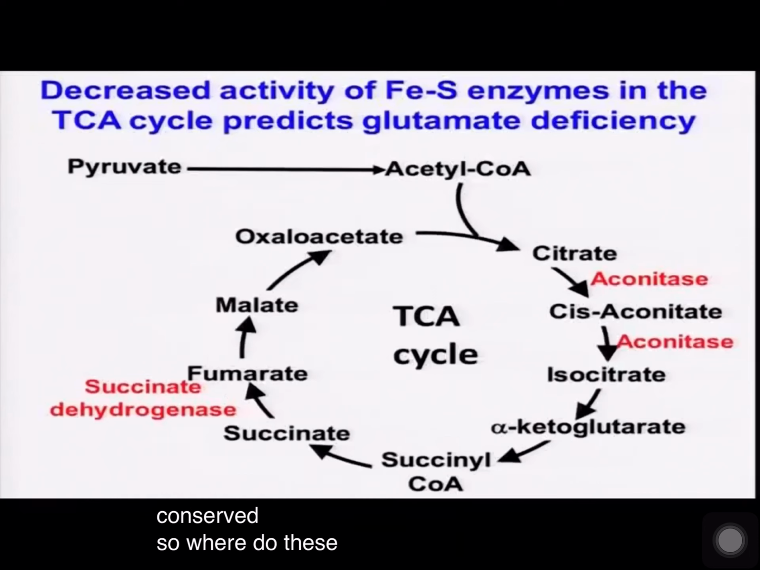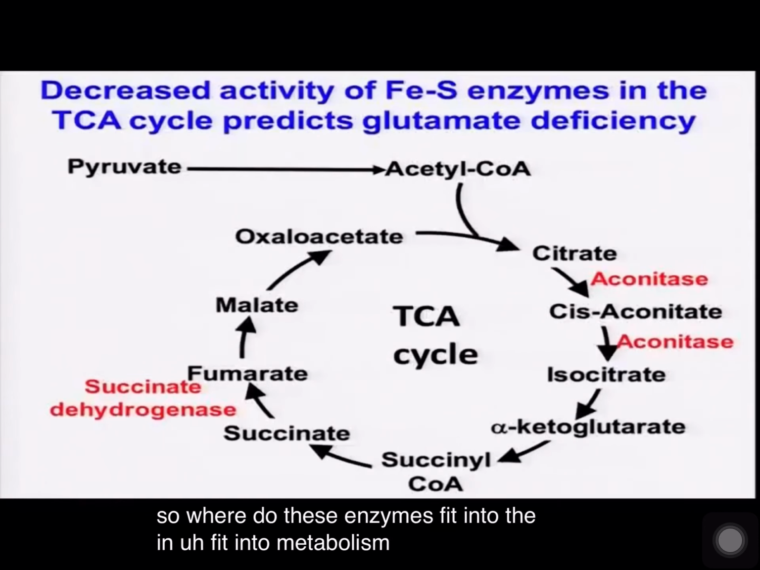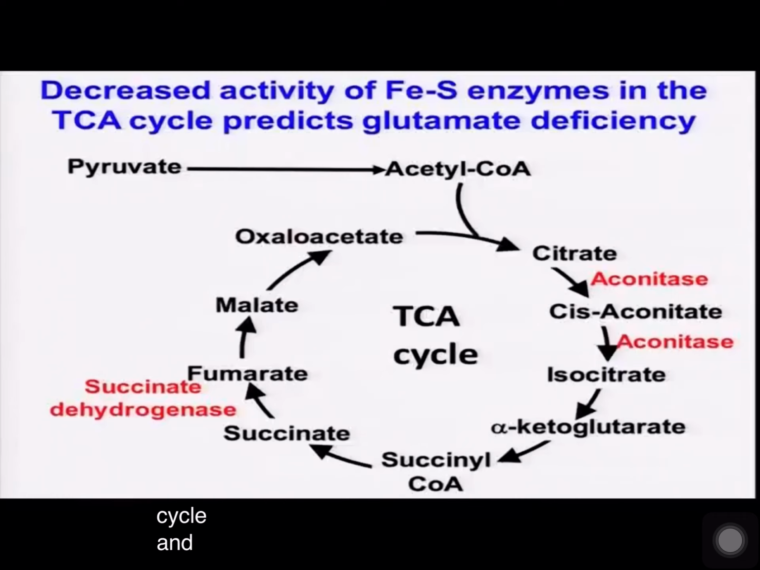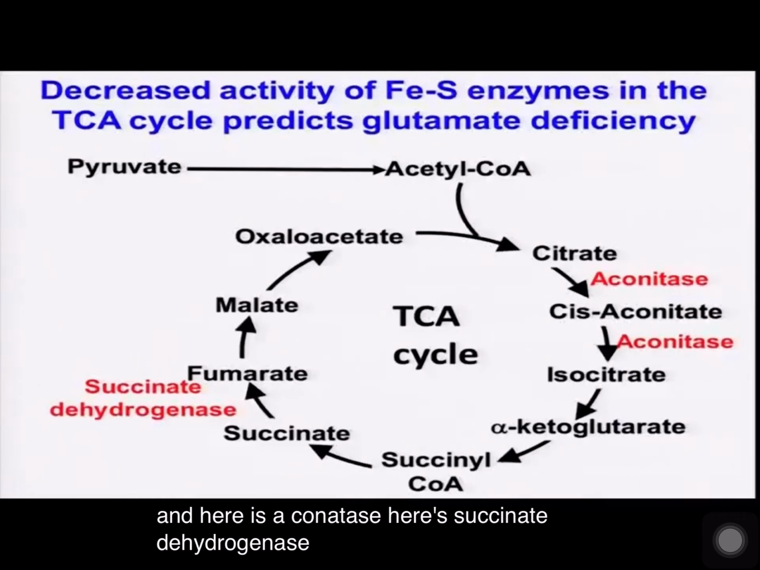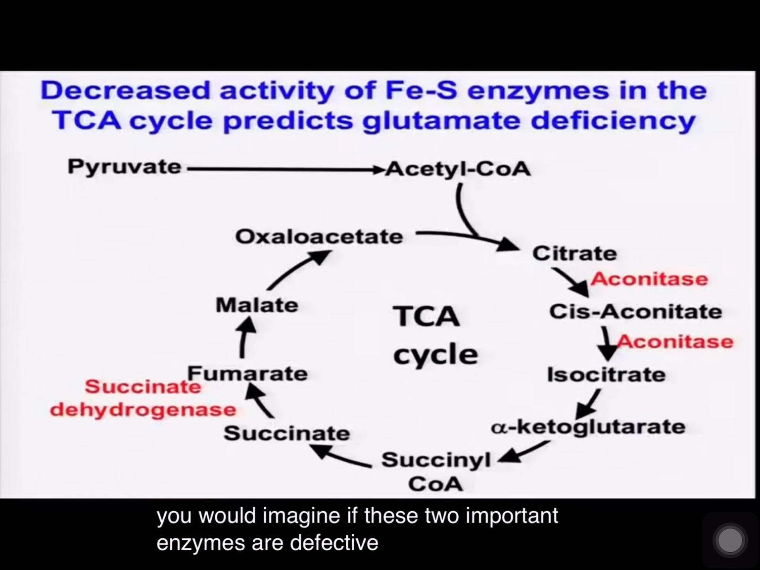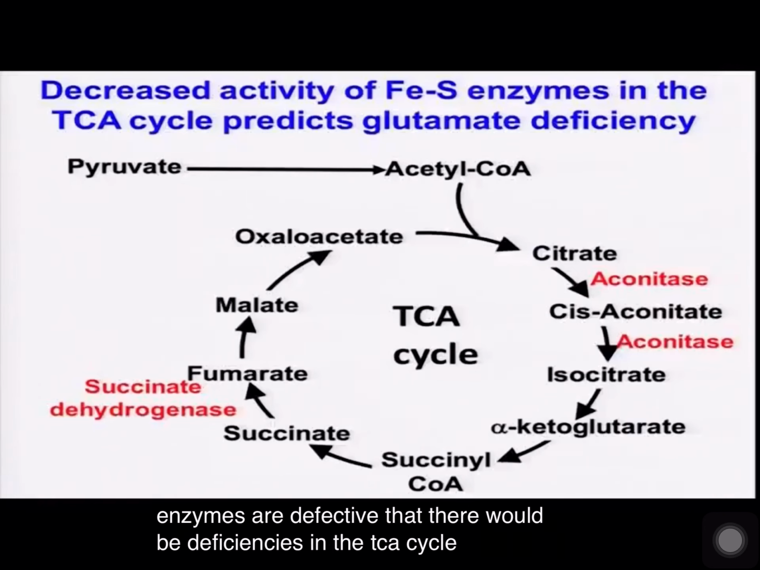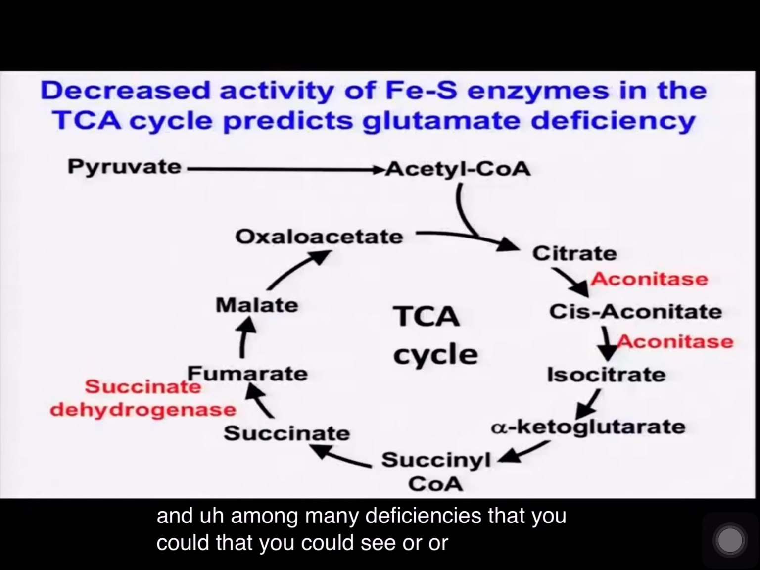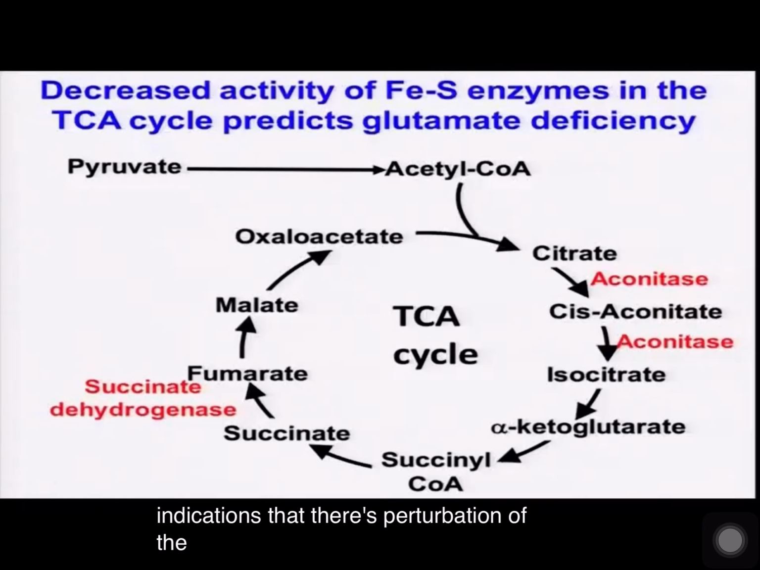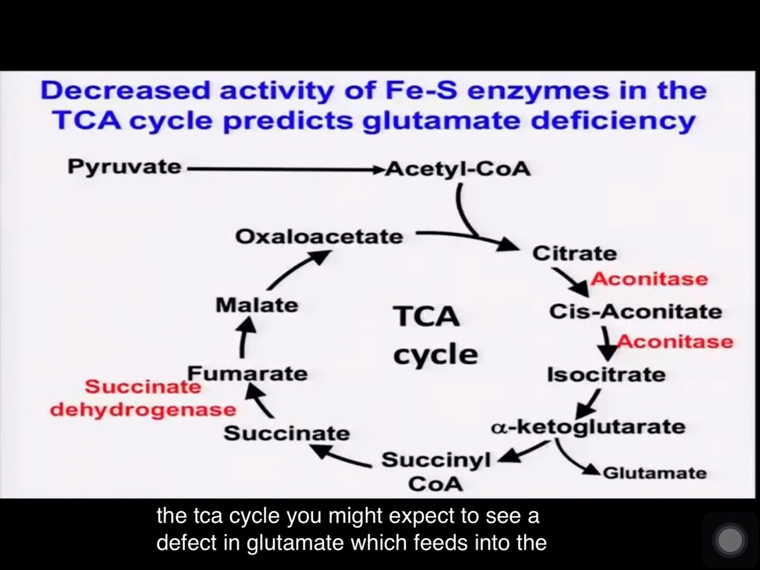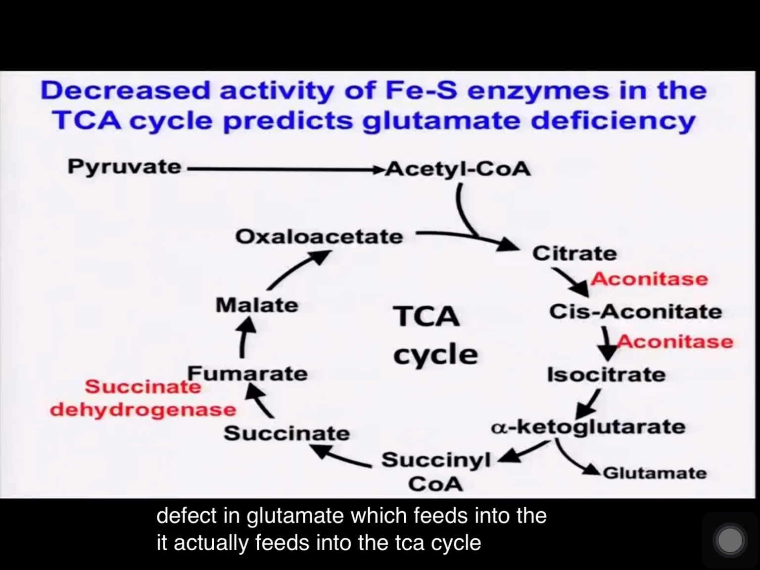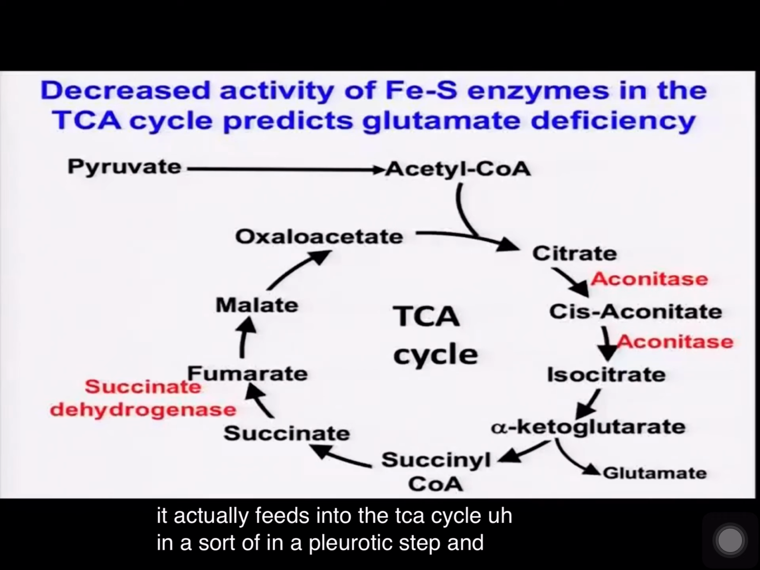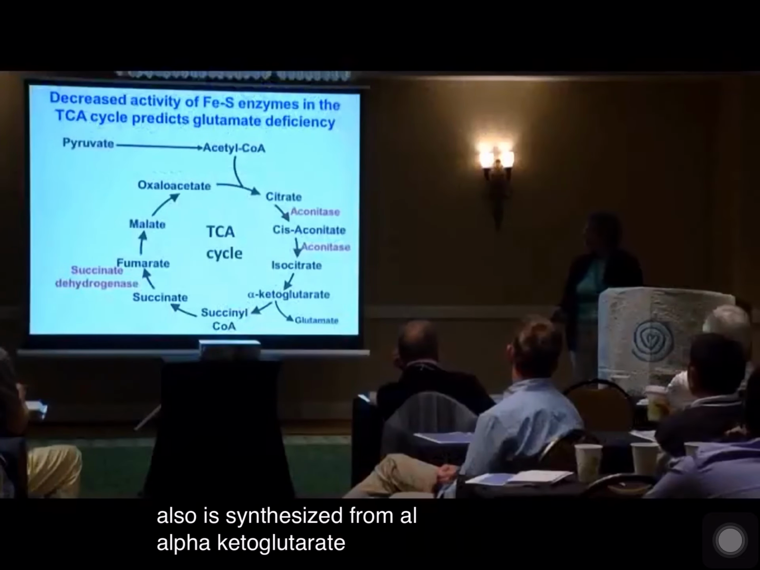So where do these enzymes fit into metabolism? Here's the TCA cycle, and here's aconitase, here's succinate dehydrogenase. You would imagine if these two important enzymes are defective that there would be deficiencies in the TCA cycle. And among many indications that there's perturbation of the TCA cycle, you might expect to see a defect in glutamate, which actually feeds into the TCA cycle in an anaplerotic step, and also is synthesized from alpha-ketoglutarate.